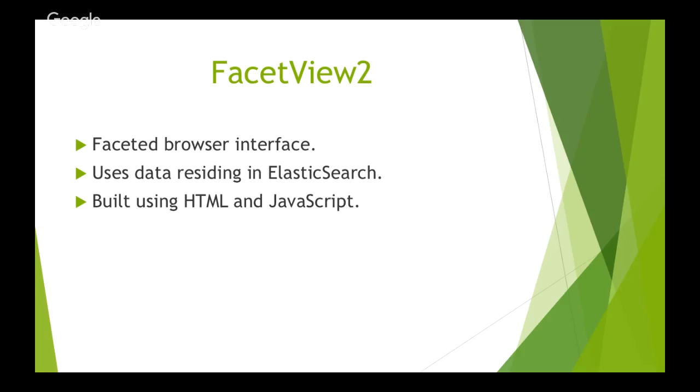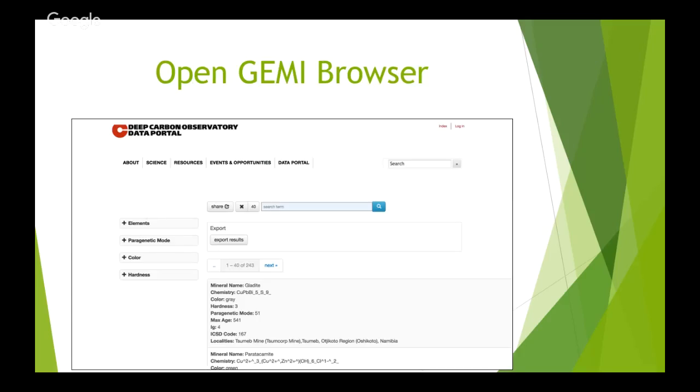And the front end is built using Facet View 2. Both Elasticsearch and Facet View 2 were the same things used in the DCO data browser and are widely used in the DCO website in general. This is a faceted browser interface, uses data residing in Elasticsearch and mainly built using JavaScript and HTML. So this is pretty straightforward. So here's an example of the interface.